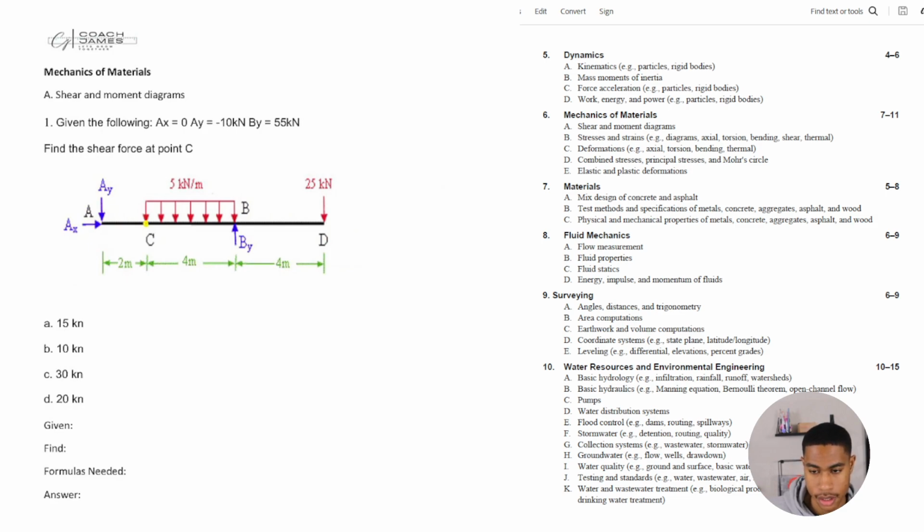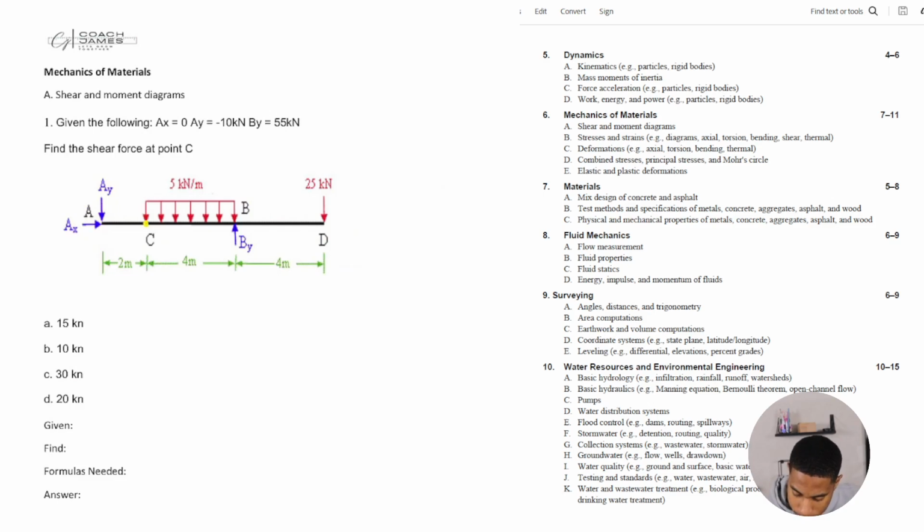All right, so let's go ahead and get started with number one. Number one says, given the following, AX is equal to 0, AY is equal to negative 10 kilonewtons, BY is equal to 55 kilonewtons. Find the shear force at point C. Okay, so let's look at this.